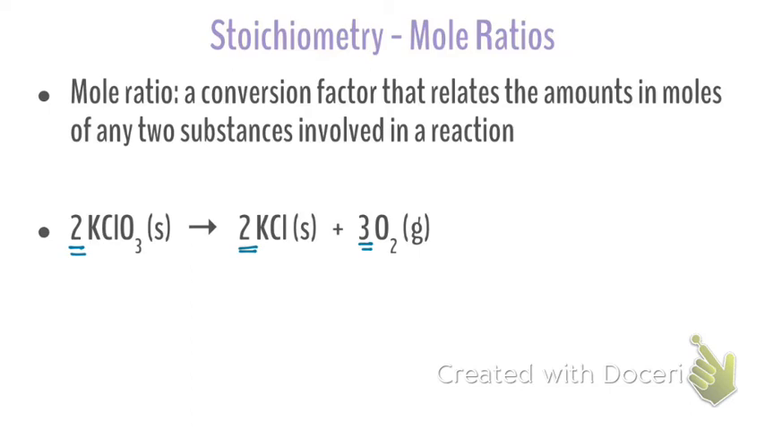Okay, so the ratio between potassium chlorate and potassium chloride would be 2 to 2. Okay, you can reduce them, but it doesn't save us any time. So I don't bother reducing them when we use them in problems, right? It's not saving us anything is what I'm saying, right? We still have to do the process.